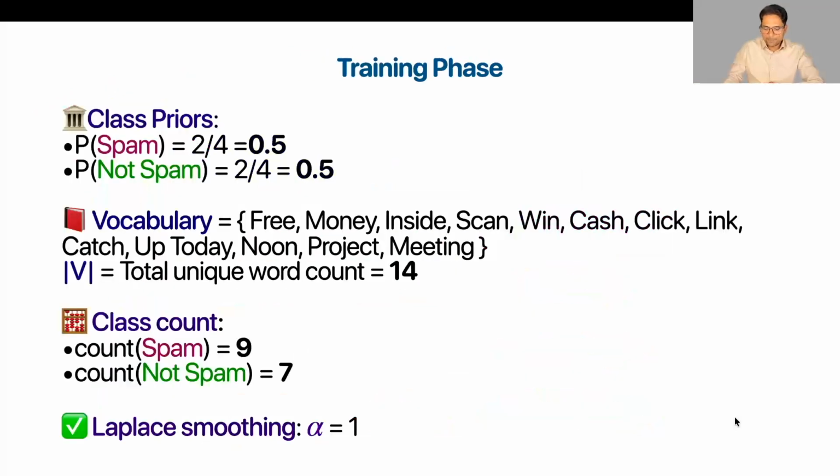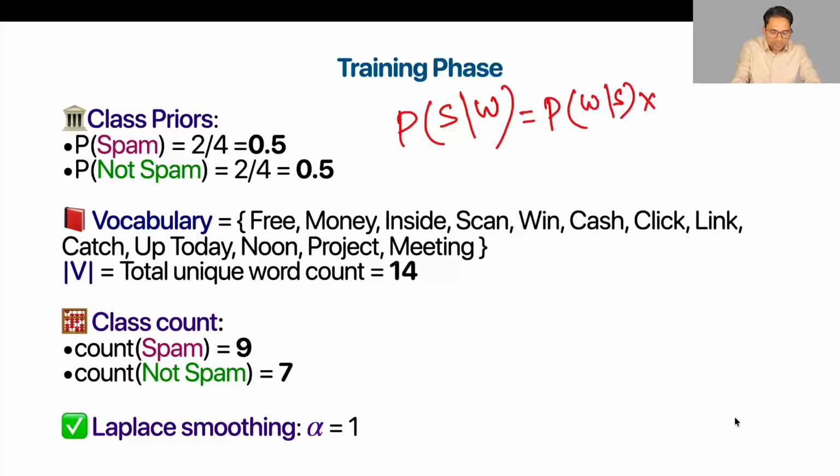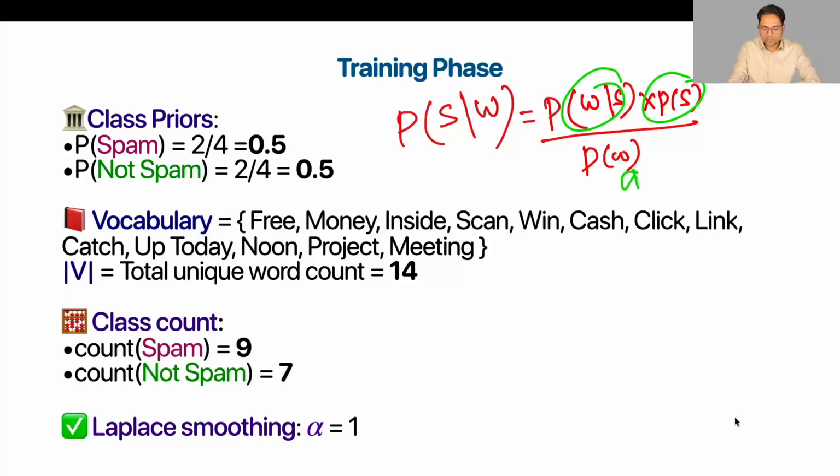Let's see. In the training phase, first of all, what is the probability that we need to find? The probability of spam given the words is equal to the probability of words given spam times the probability of spam, divided by the probability of all the words. We need this and this. The denominator is common for both. We need to find whether an email is spam given the words that I have in the email.